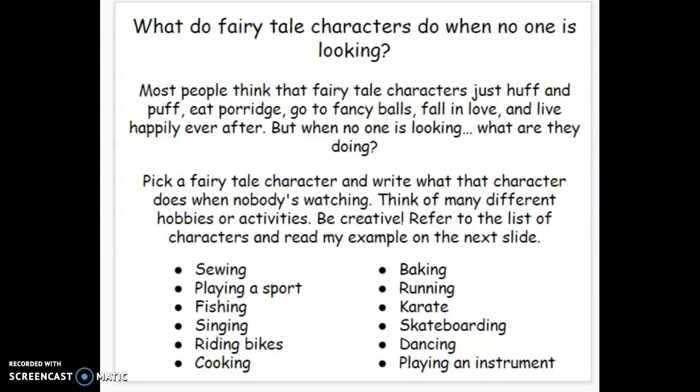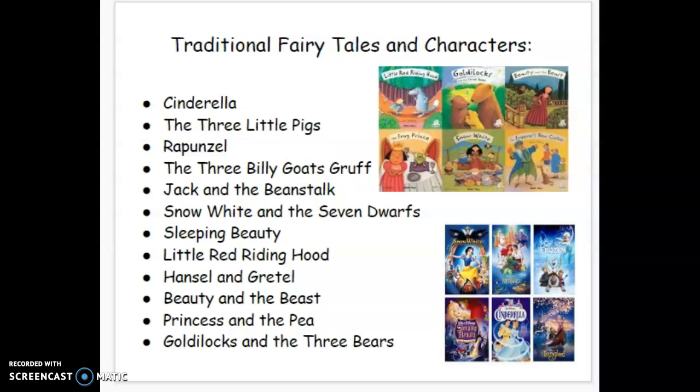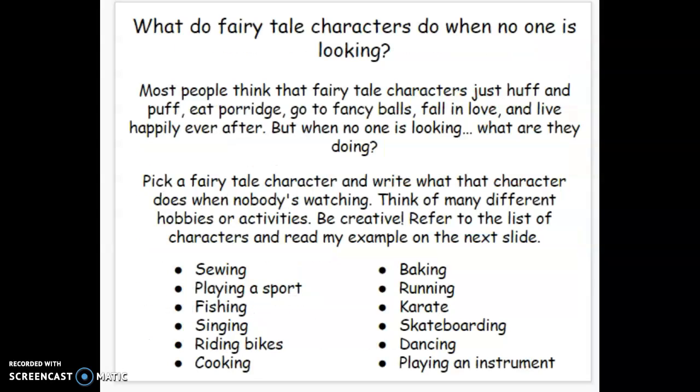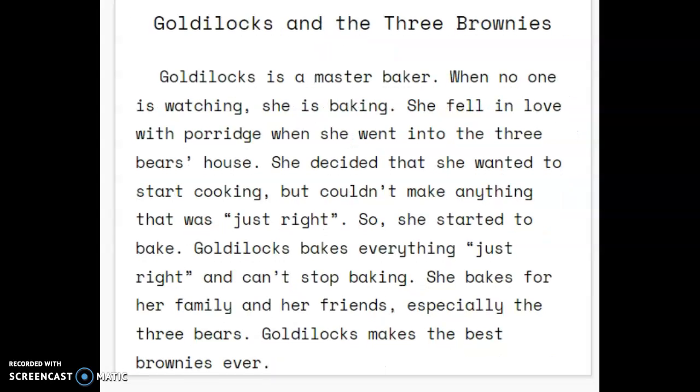So you could go back and look at these characters here. Cinderella, the Three Little Pigs, and the Big Bad Wolf, Rapunzel. Like I said, there's so many more. You could think of a character from there. So I chose to do Goldilocks, because we read that book, and we read a fractured tale as well. But also here's some ideas of some hobbies: sewing, playing a sport, fishing, singing, riding bikes, cooking, baking, running, karate, skateboarding, dancing, playing an instrument. It could be anything. So here's my example.